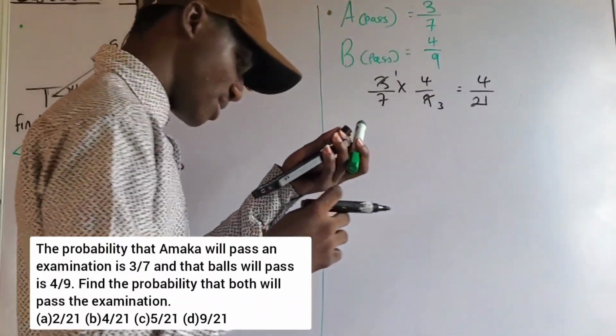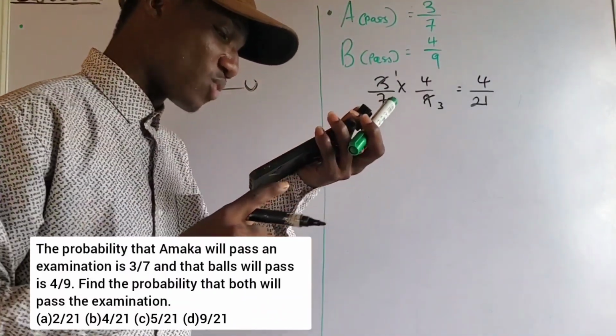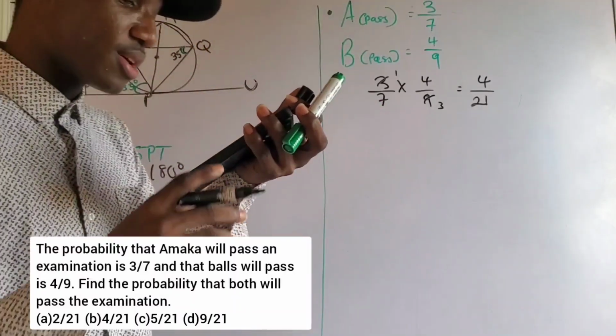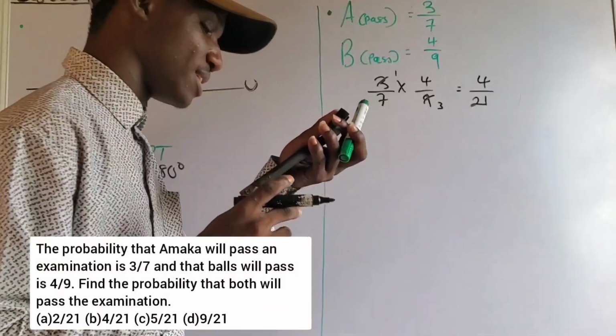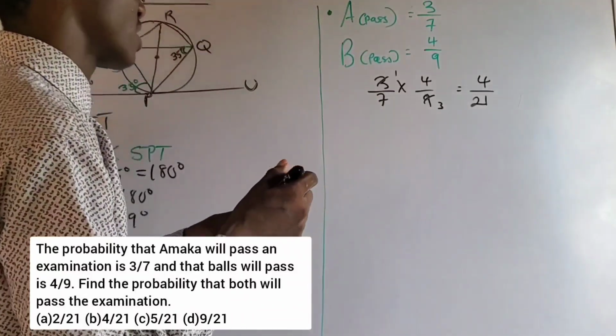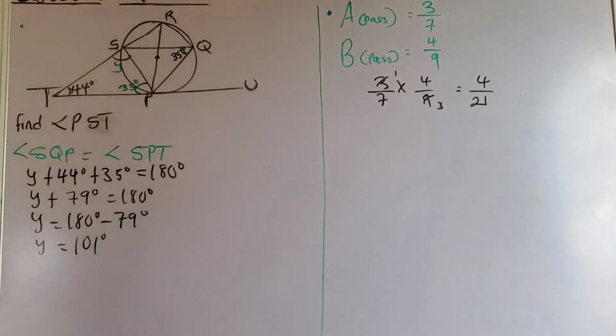Do you understand? Okay, so let's check the correct option. We have option A 2/21, option B 4/21, option C 5/21, option D 9/21. The right option is option B, 4/21. Okay, now let us proceed to the next question.